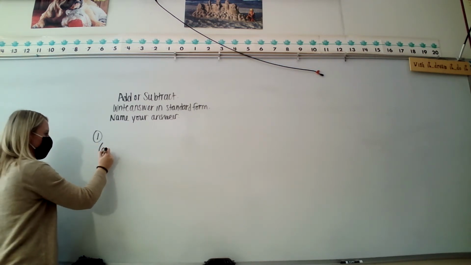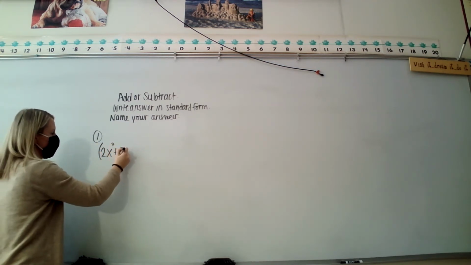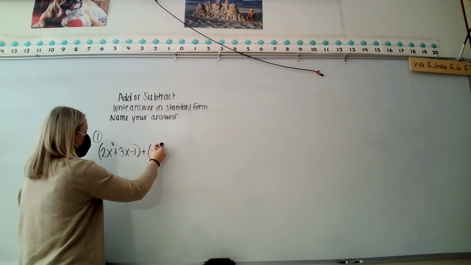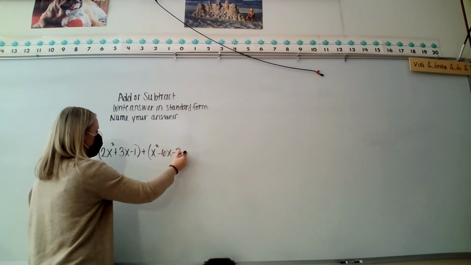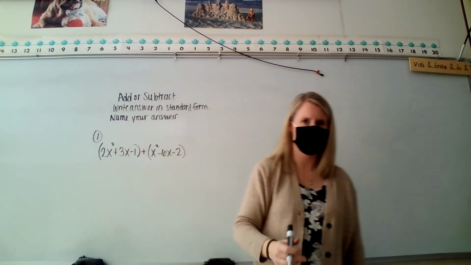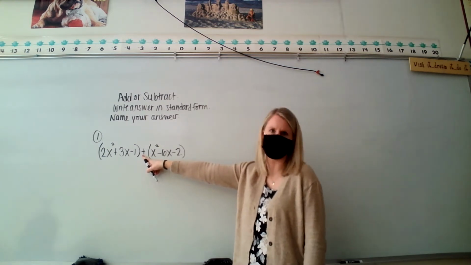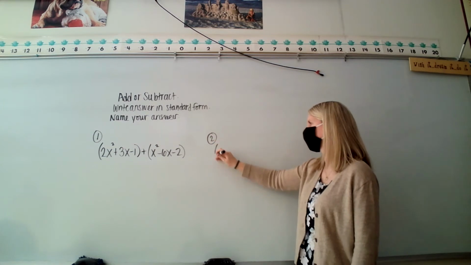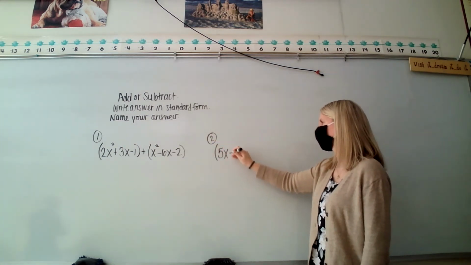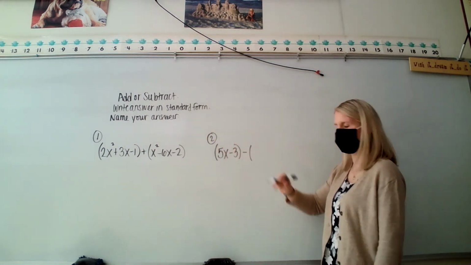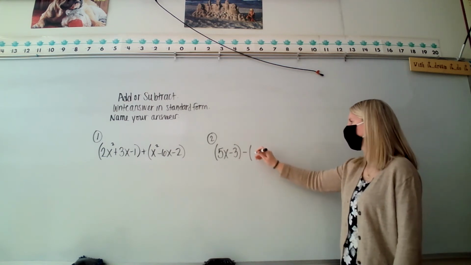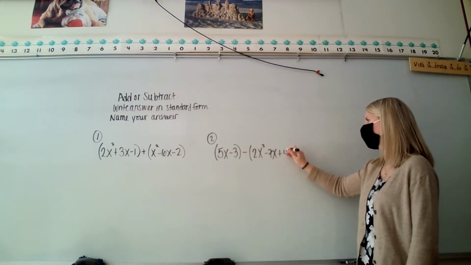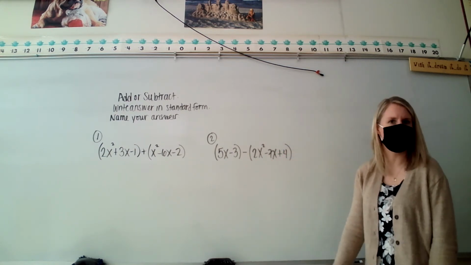So let's do 2x squared plus 3x minus 1 plus x squared minus 6x minus 2. That's your addition. Once again, if it says add or subtract, just look at the symbol in between. That's an addition sign, so you're adding them. And then number 2, there's a subtraction problem because there's a minus sign.